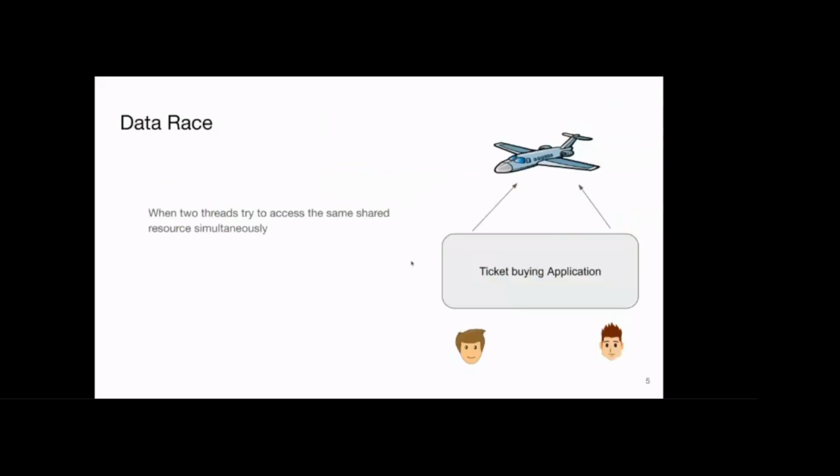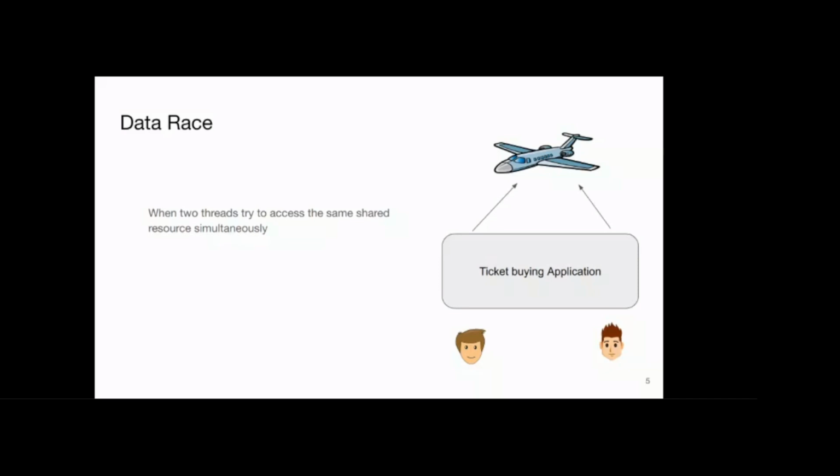So this talk will be focused specifically on data races. And just a brief refresher, a data race happens when two threads try and simultaneously access the same shared resource. The application that I usually like to think of is, let's say you have a ticket buying application for an airplane. A data race would occur if two different passengers were able to simultaneously book the same seat, which is something you don't want to happen, obviously.